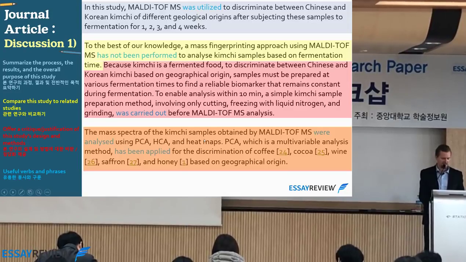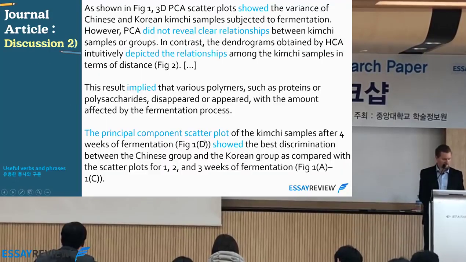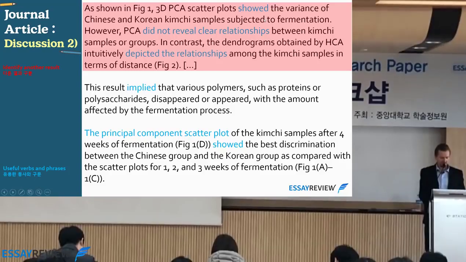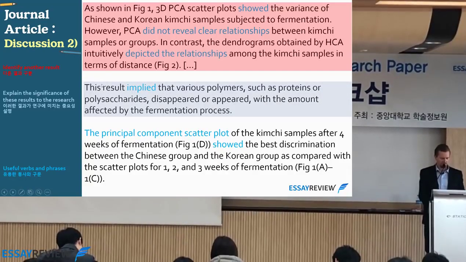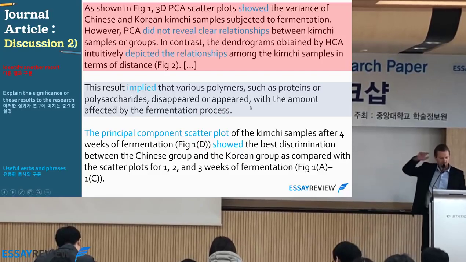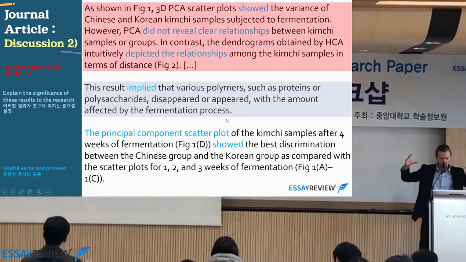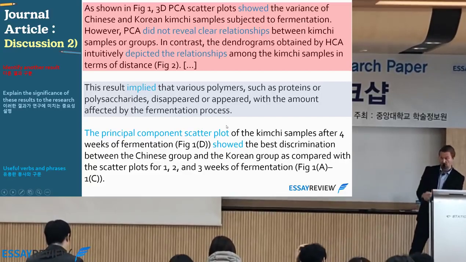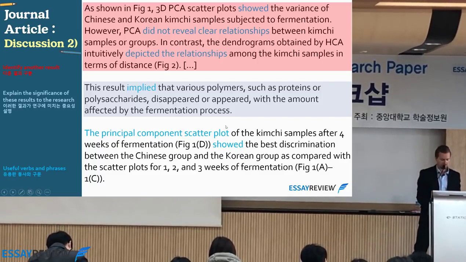Another result is PCA scatter plots, and explain the significance of these results to the research. The result implied, keywords, we have keywords in blue by the way, useful verbs. The result implied that various polymers such as proteins or polysaccharides disappeared or appeared with the amount affected by fermentation process. Why don't we put this in the results? Because it's a more general observation, it's a more general relationship. It's not an exact finding of the experiment, of the methods.